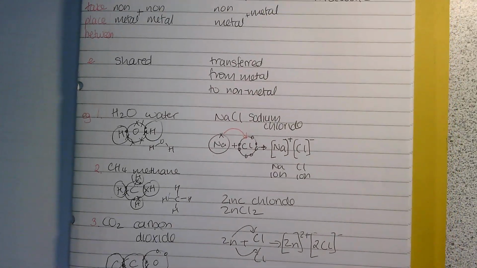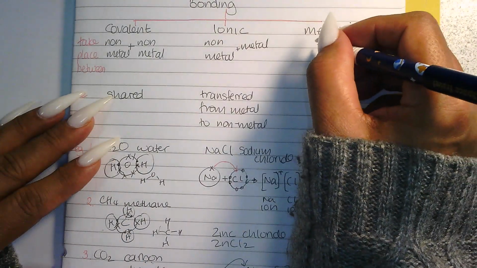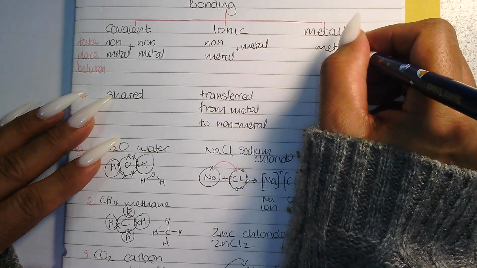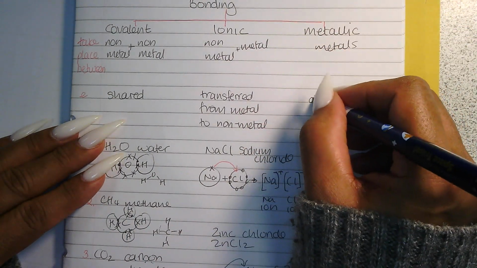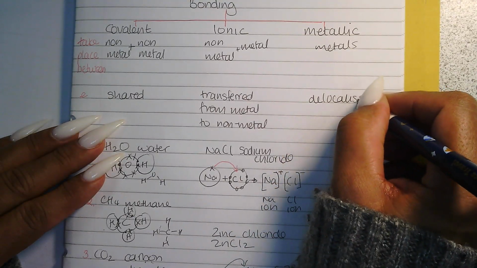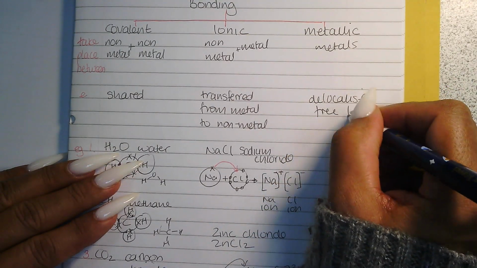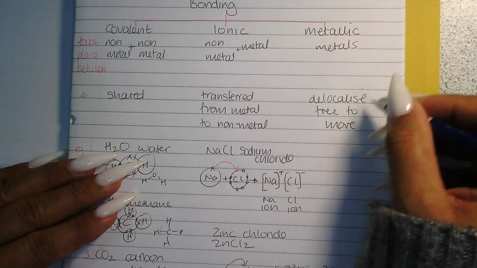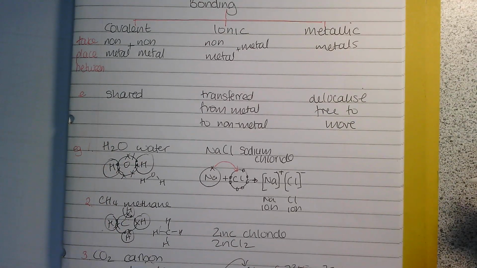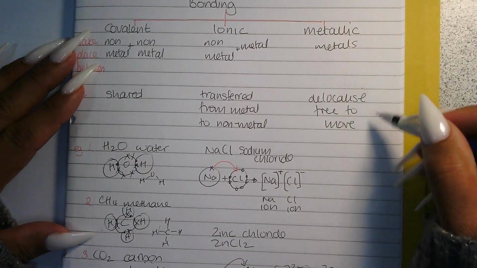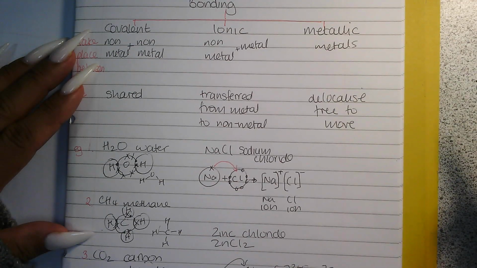The last one for me to talk about is metallic bonding. This happens just between metals. And the electrons, we say, are delocalized, free to move. This is the fundamental, the outer electrons are free to move, we say they're delocalized. This is the fundamental reason why metals can conduct electricity.